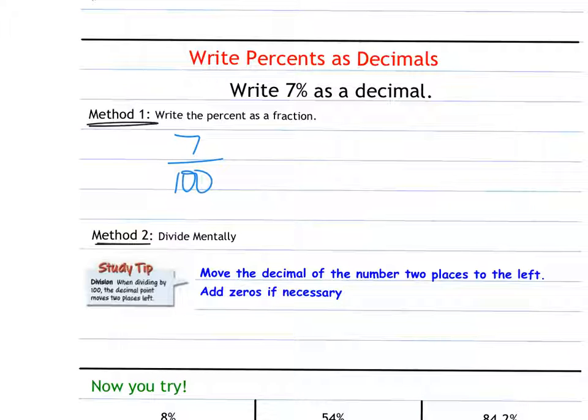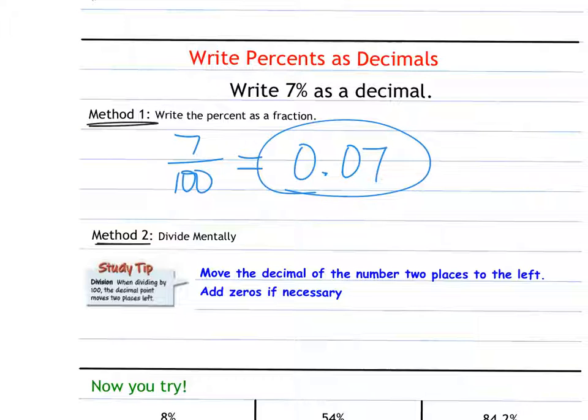Now if I read this number, I would read it as 7/100ths. And that tells me we have our decimal, and the 7 ends in the hundredths place, which is 2 spots after the decimal. And since there's nothing to go in the tenths place, we fill it in with a 0 and then a 7. So 7% would look like that as a decimal.